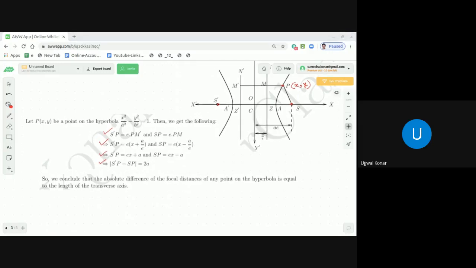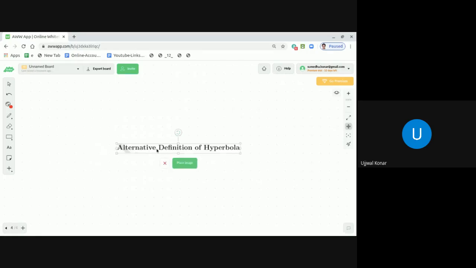Now, keeping this in mind, we are going to make an alternative definition of hyperbola. If you recall, dear students, we have done a similar thing for ellipse, an alternative definition of ellipse. Now, here we are going to discuss the alternative definition of hyperbola. To discuss this, first I want to bring this diagram in front of you, so that it will be a very easy and effective way of explaining things further.